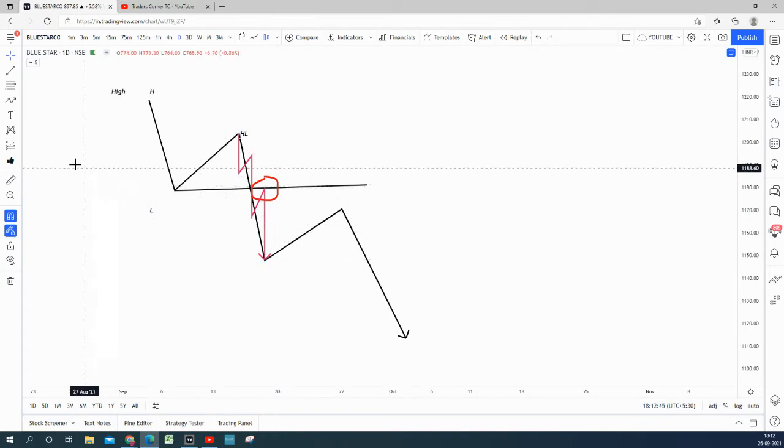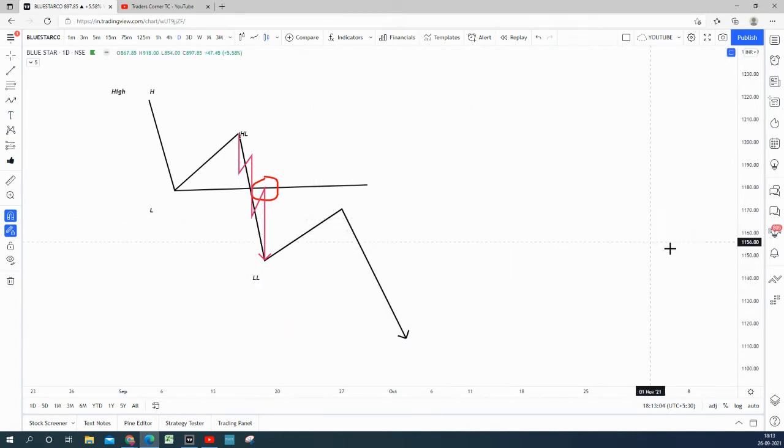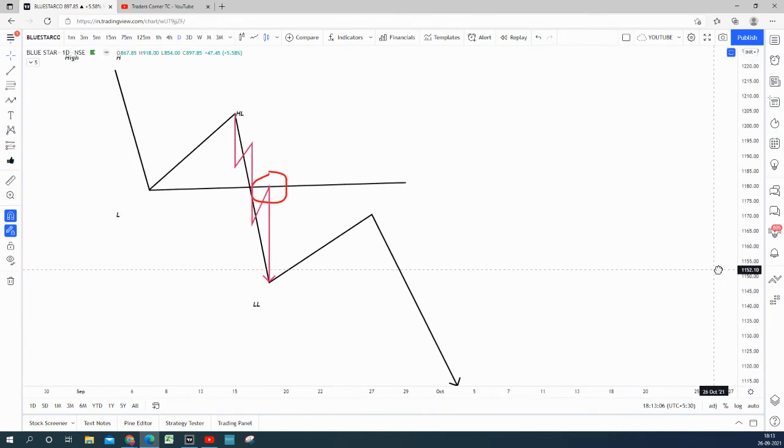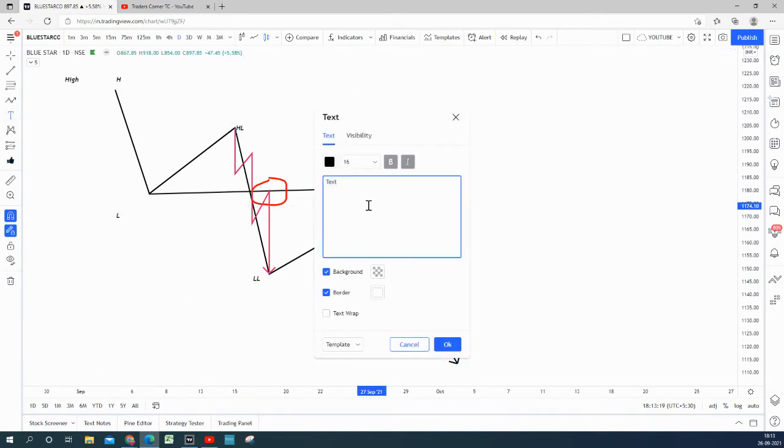Okay, and again, this is higher low, this is low. Whenever this higher low breaks this previous low and comes to a point, this becomes lower low. And now the price, instead of going down, is going above this low point. So this will become lower high.